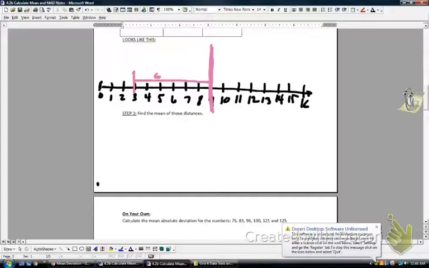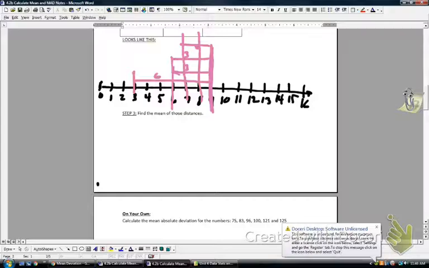Then our next data point was 6. The distance between 6 and 9 is 3. Then we had another one. That's also 3. Then we had another data point at 7. The distance is 2. And then we had one at 8. And the distance between there is 1.